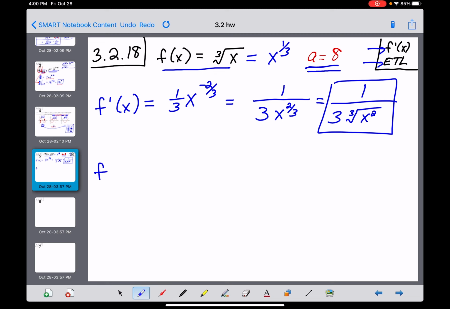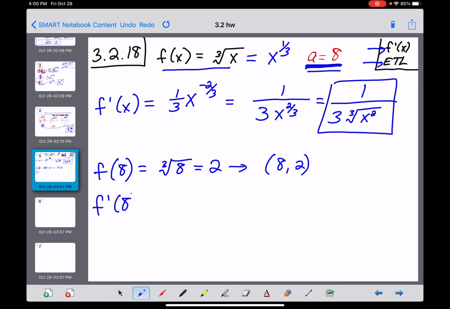First of all, f, the original function, at this a value right here. f of 8 would just be the cube root of 8, which is 2. So that means that our point of tangency is the ordered pair (8, 2). The other thing we need is f prime of 8. That'll give us the slope of our tangent. So I'm putting that into this answer we just came up with: 1 over 3 times the cube root of 8 squared.